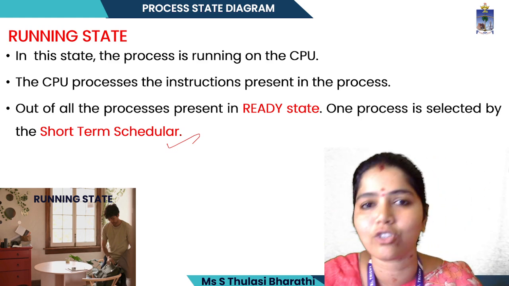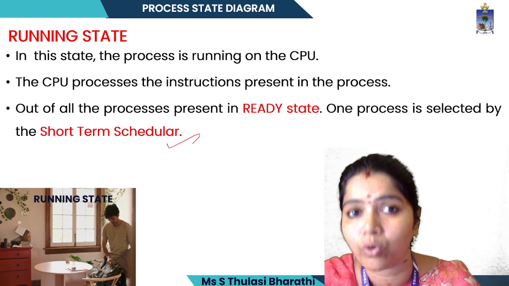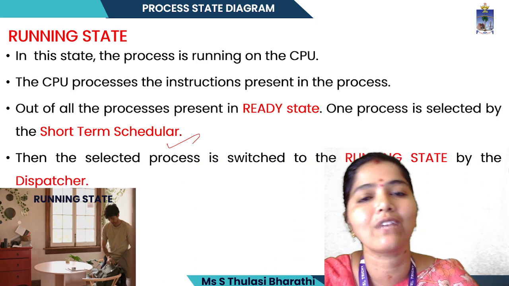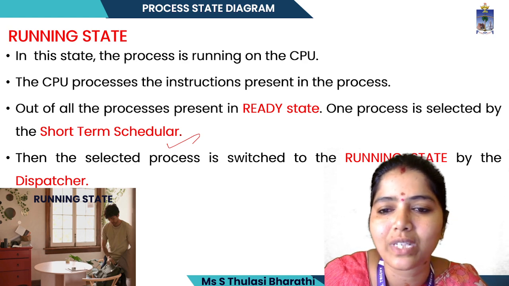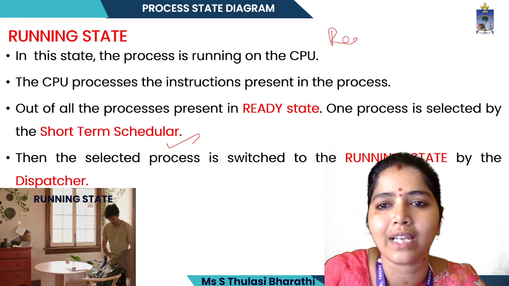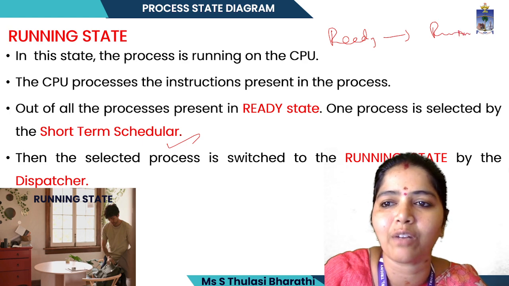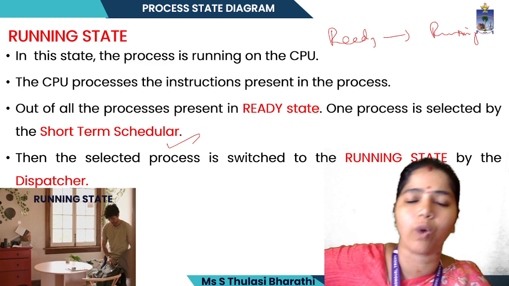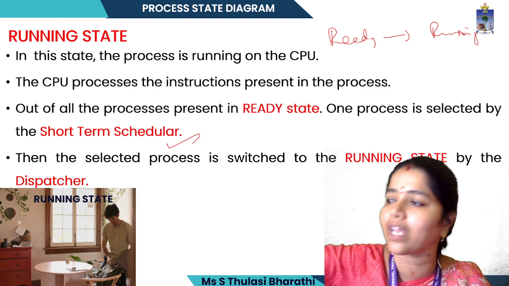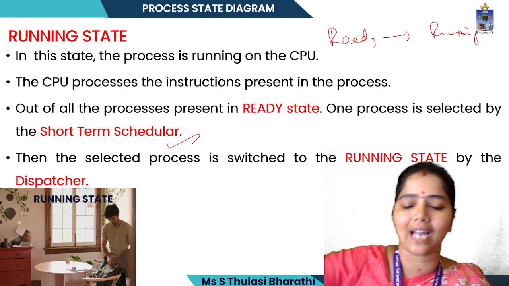Each will be taken to the CPU to do the processing, and we call that the short-term scheduler. Here, the selected process is switched to the running state. From the ready state to the running state, it will be switched, and that will be done by the dispatcher. Dispatcher means it dispatches the job. He wants to finish the job, he wants to allocate the memory, so he sends it to the running state.